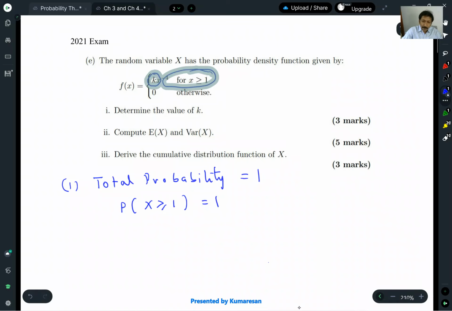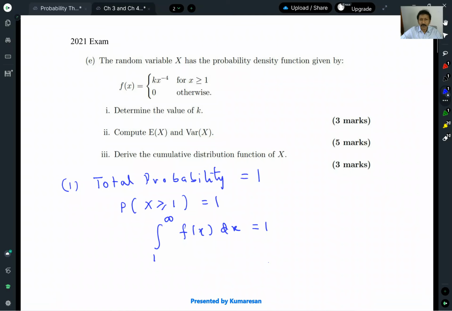And how do we find the probability that x is greater than or equal to 1? We integrate the function f of x from 1 to infinity with respect to x, and that should be equal to 1. Right? And this is the equation that we're going to use to solve for k. So the integral of k times x to the power of -4 dx, the definite integral between 1 and infinity, is equal to 1.